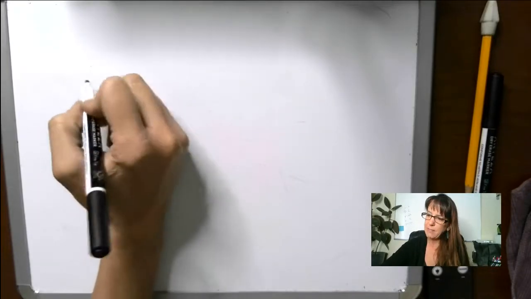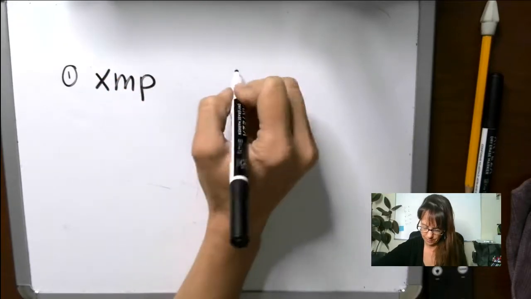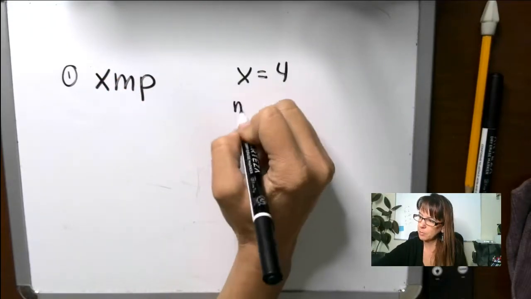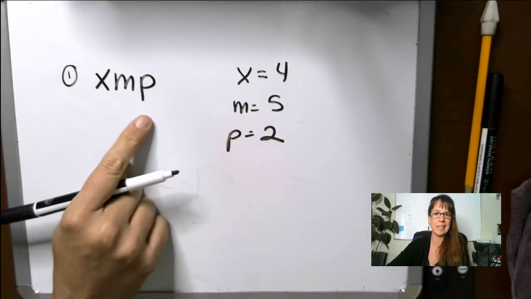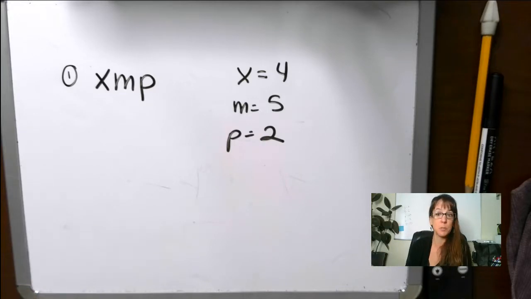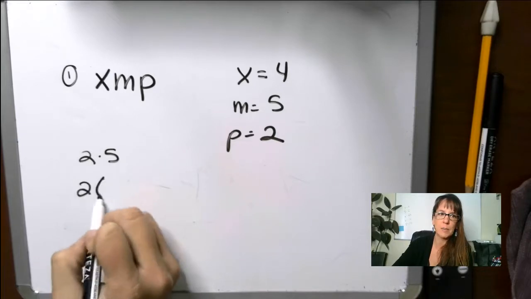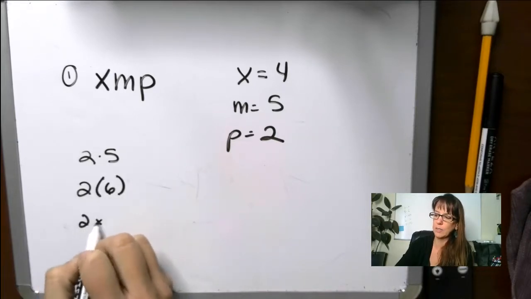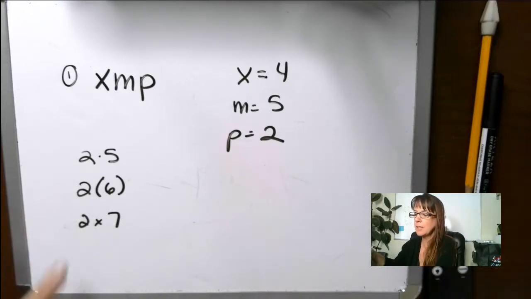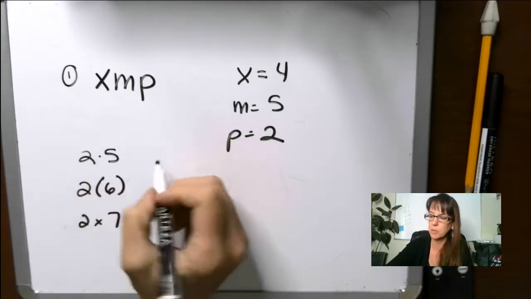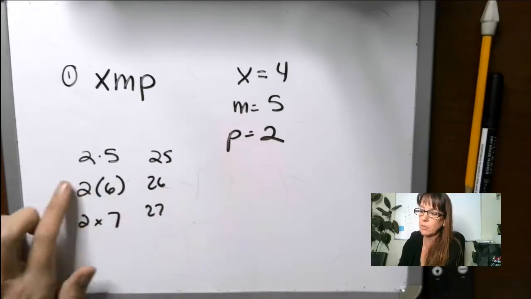We want to find the value of xmp if x equals 4, m equals 5, p equals 2. When we have variables like this that don't have an operation in between them, it's multiplication, right? When we use numbers, we have to put a dot or the old school x that we don't use anymore, because if we did it just like we do variables, it would look like 25, 26, 27. We wouldn't be able to know the difference between 25 or 2 times 5.